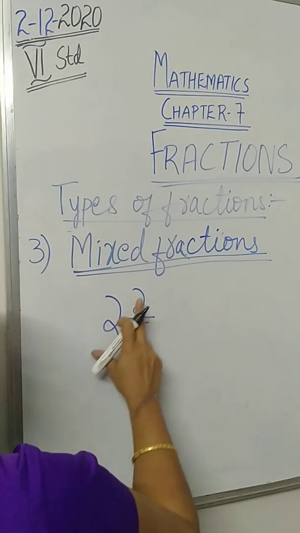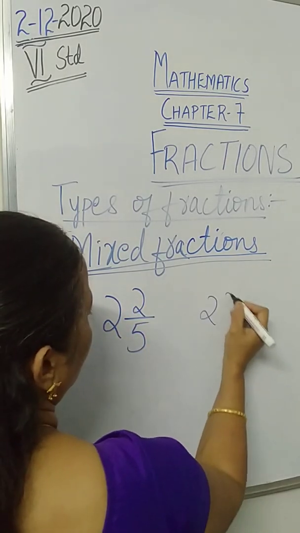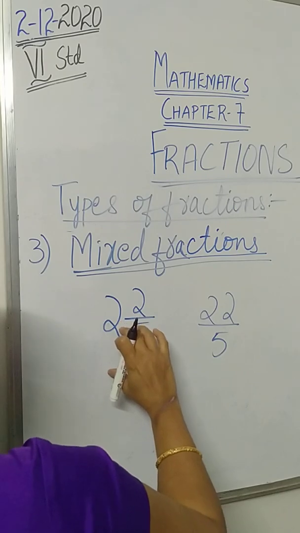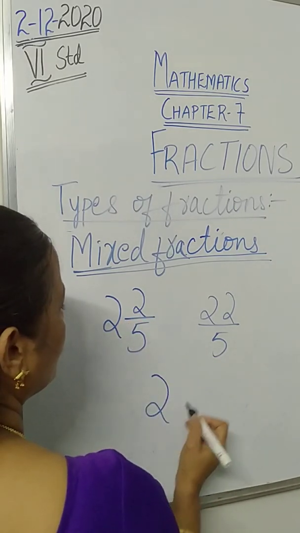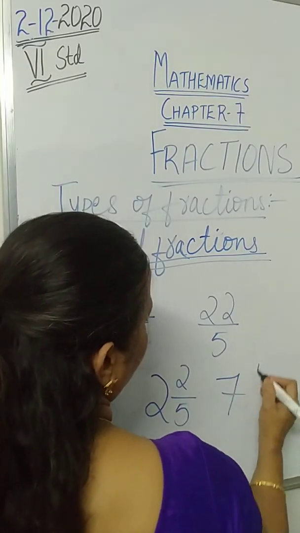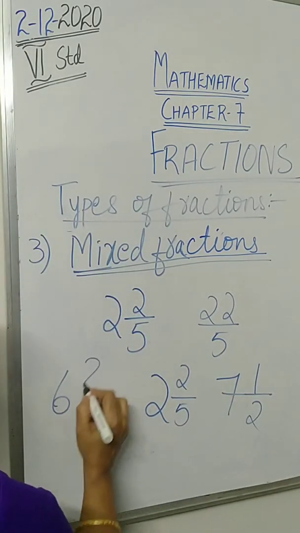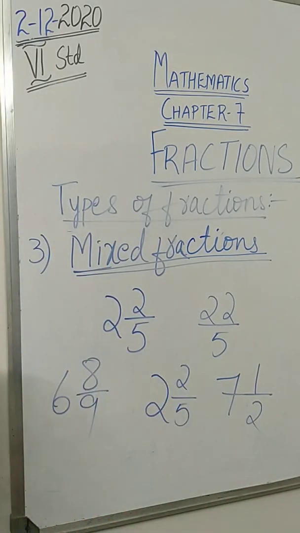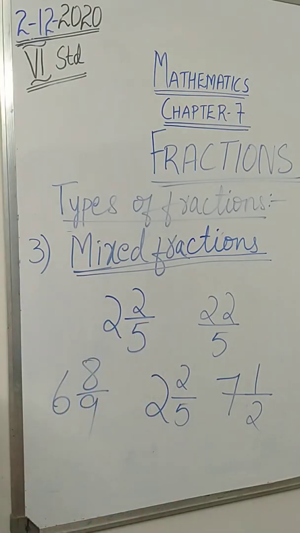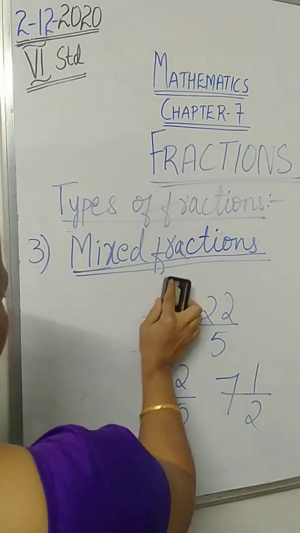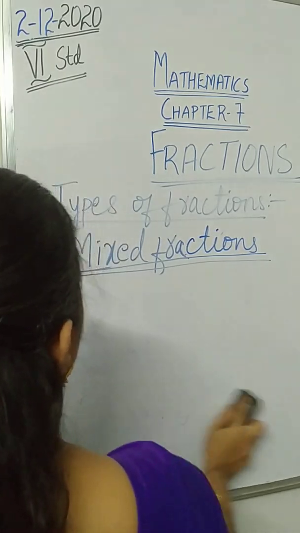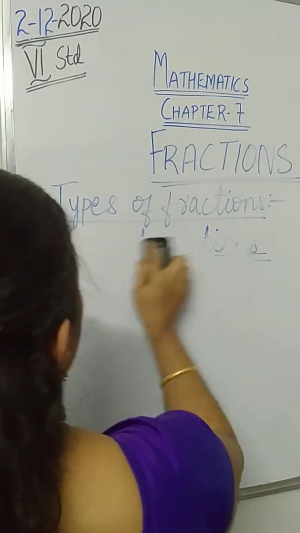It is read as 2 by 5. We don't write it as 2 by 5 like this. We represent 2 separately. 2 is a whole number. You can write it a little bit bigger, 2 by 5. Yes? Or you can write anything like this: 7 1 by 2, 6 8 by 9. All these are called mixed fractions. Mixed fraction has got a whole number and a proper fraction. Such type of fractions are called mixed fraction. These are the three types of fractions. Yes, we have learnt about the three types of fractions.